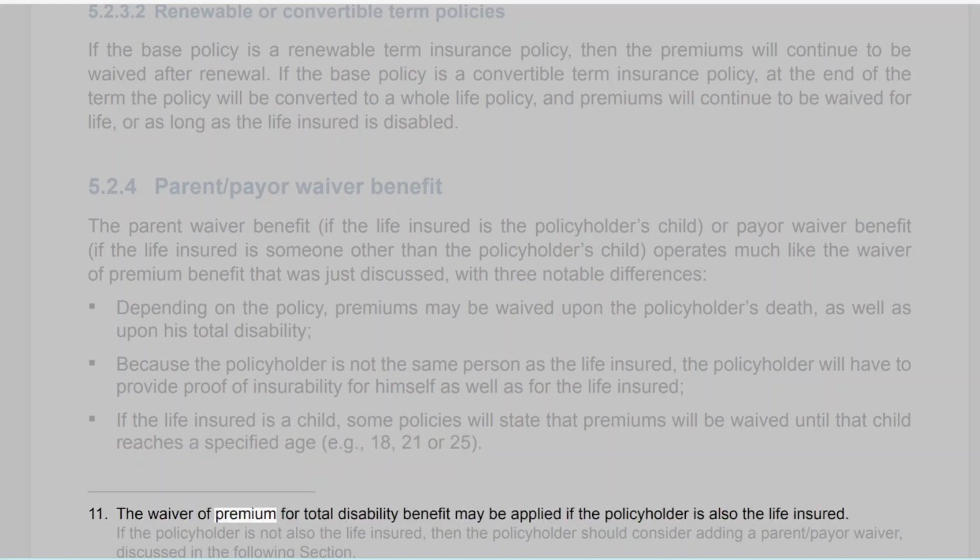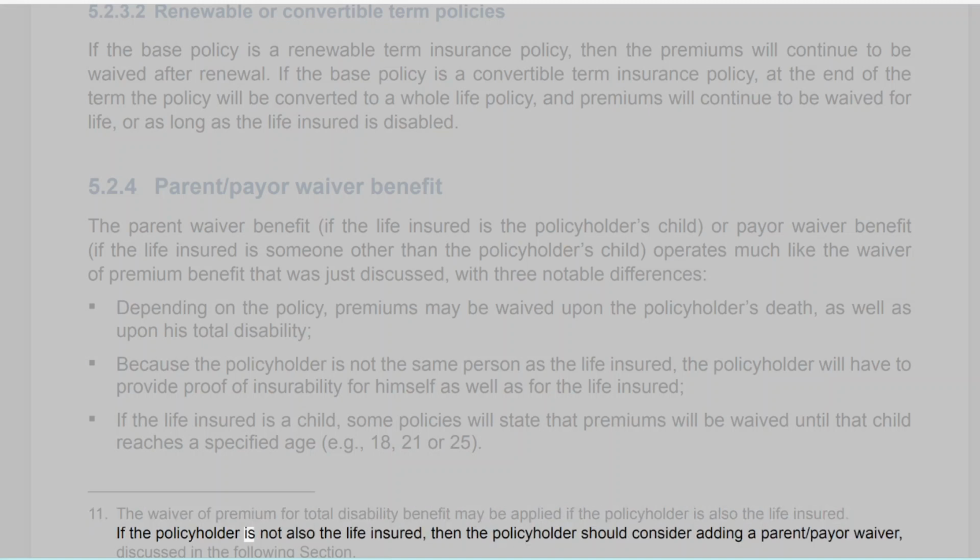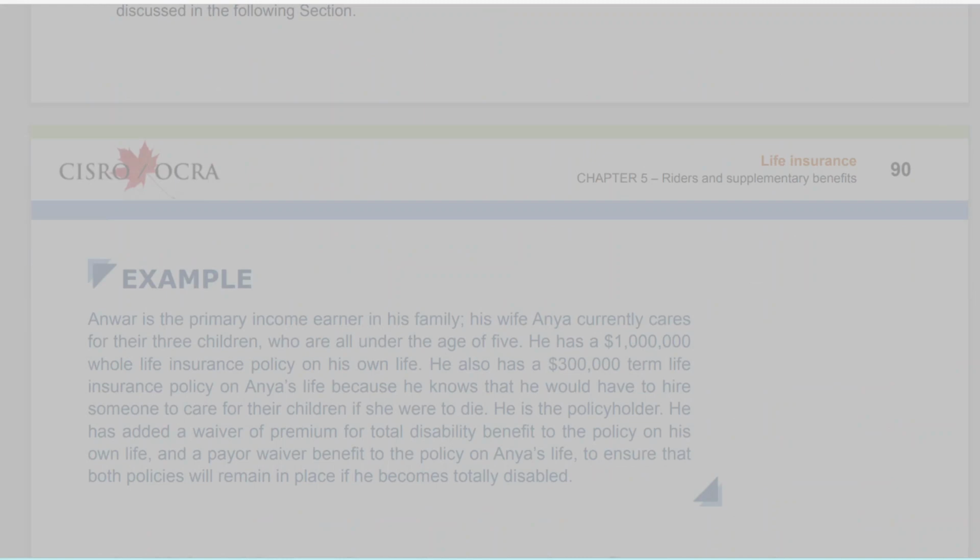The waiver of premium for total disability benefit may be applied if the policyholder is also the life insured. If the policyholder is not also the life insured, then the policyholder should consider adding a parent/payer waiver, discussed in the following section.